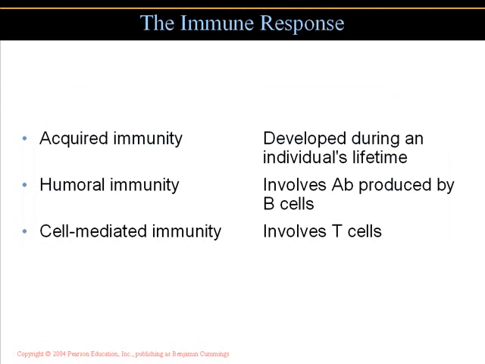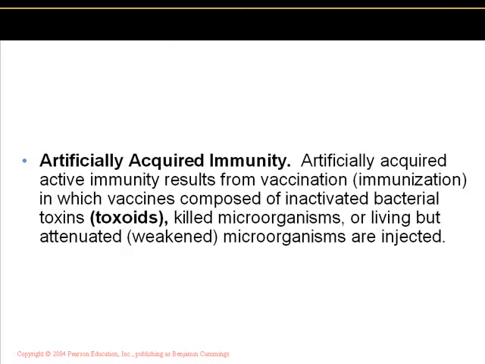In the immune response, you should be familiar with these terms: acquired immunity, humoral immunity, cell-mediated immunity. Acquired immunity develops during an individual's lifetime. Humoral immunity involves antibodies produced by our B cells, and I'll talk about that in a little bit. Cell-mediated immunity involves T cells, and we'll talk about T cells in just a little bit as well.